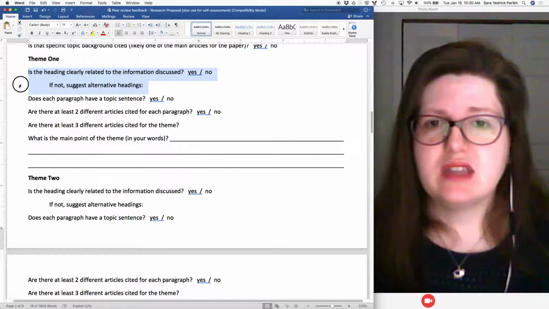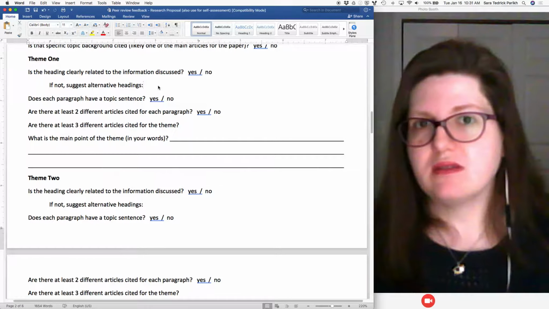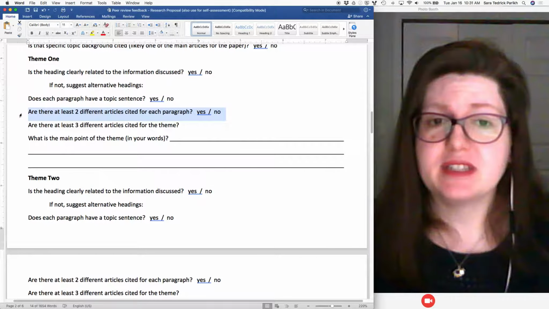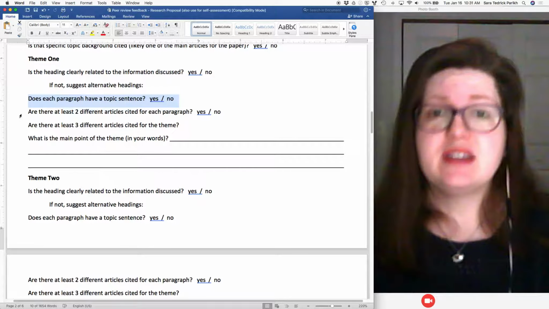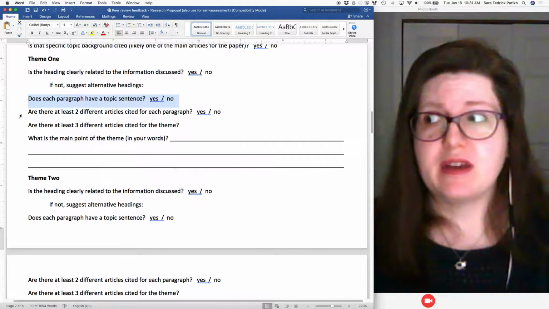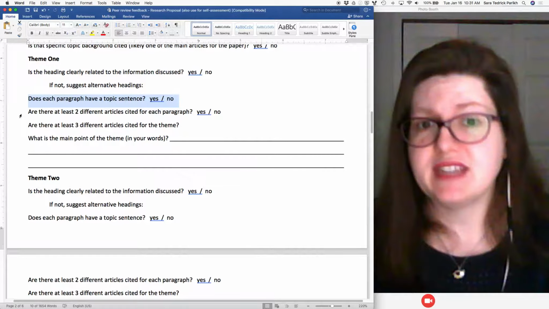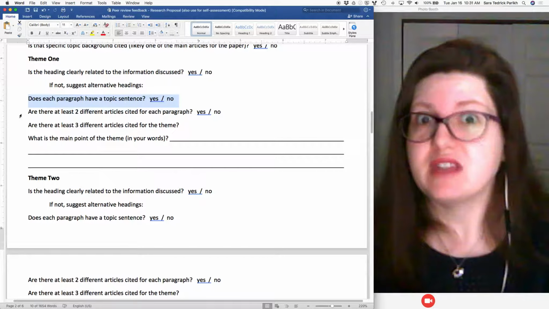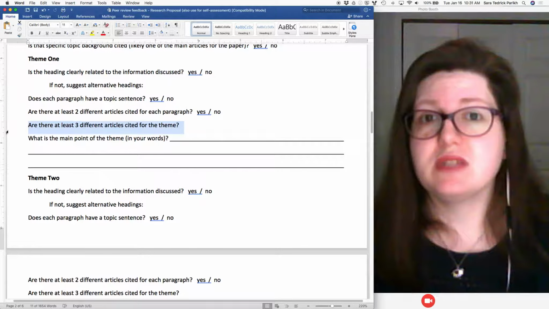First theme. Is the heading clearly related to what you're discussing? And if not, for you, it would just be go and change it. Does each paragraph have a topic sentence? Again, these are things that you can tick off. A topic sentence should be broad. It should encompass everything in the paragraph, and it should not have a citation because it should be too broad to have a citation. If you can cite it from just one article, it's not encompassing everything in the paragraph, or your paragraph doesn't really have things from two authors. Are there at least 2 articles cited for each paragraph? Are there at least 3 cited for each theme?